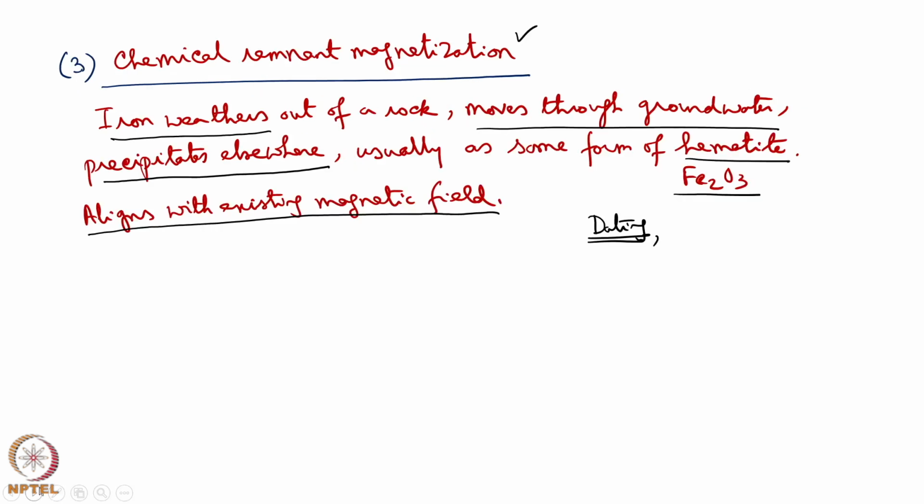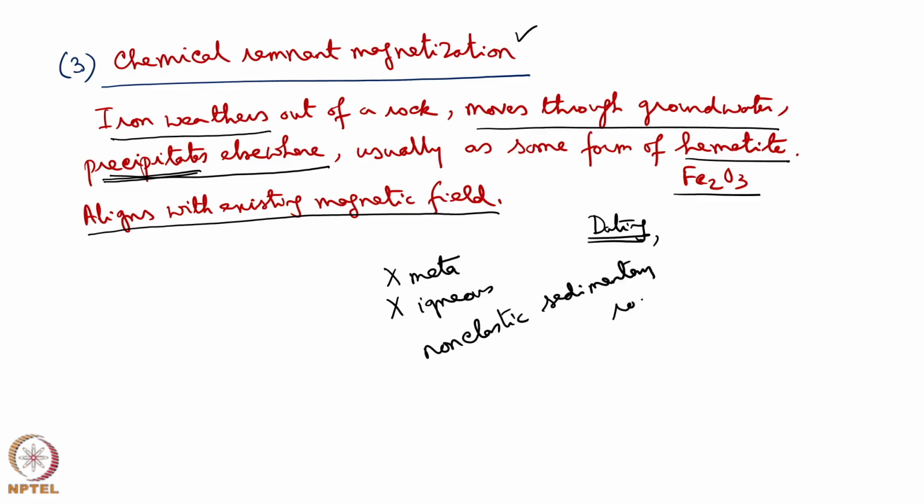So, in this case, what are the rocks we exclude in the chemical remnant magnetization? We have excluded the metamorphic rocks, we have excluded the igneous rocks. Since we are talking about precipitation, we are indicating the non-clastic sedimentary rocks. If a metamorphism happens on the igneous rock or the sedimentary rock, by increasing the temperature and pressure, its degree of magnetization will be partly destroyed.